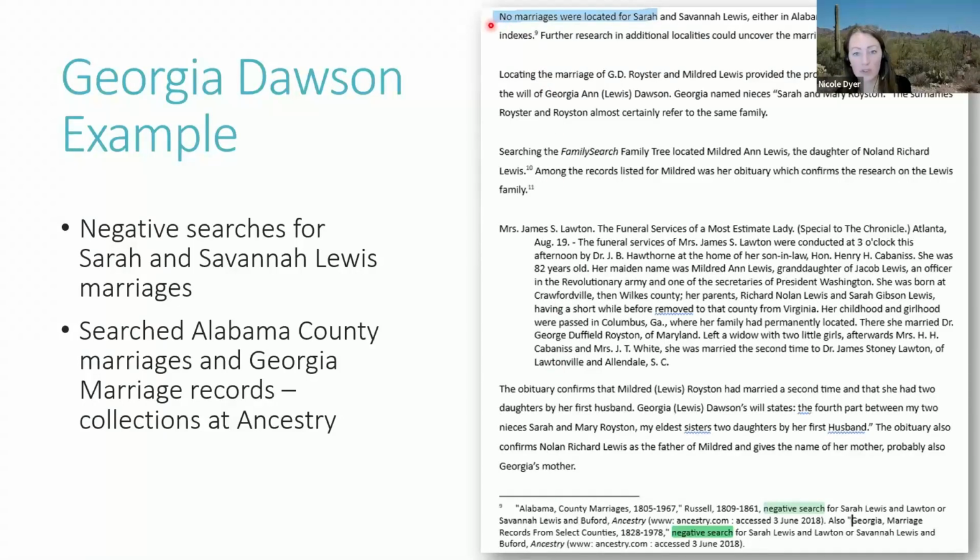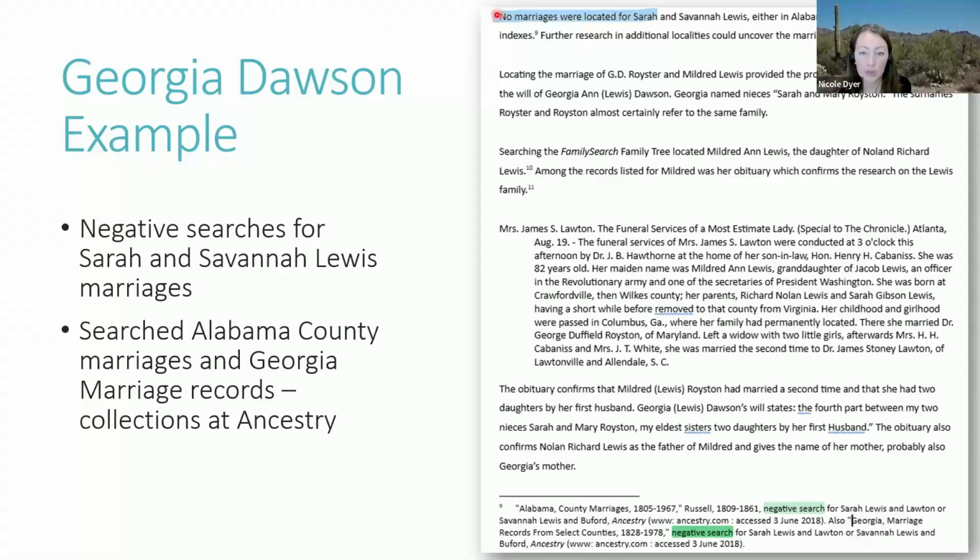No marriages were located for Sarah and Savannah Lewis, either in Alabama or Georgia marriage indexes. And footnote 9 goes down to the indexes she searched for Alabama and for Georgia at Ancestry. So in this case, she found some records for some of the family and had negative searches for others.